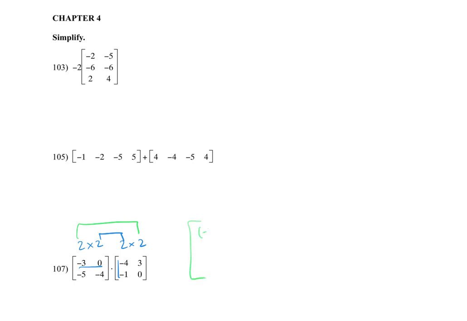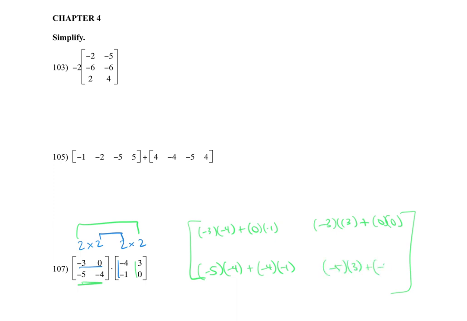I'm going to say -3 times -4 plus 0 times -1. My next one's going to be -3 times 3 plus 0 times 0. Once you get to that second column or your last column, you're done with that row. Go to the next row. -5 times -4 plus -4 times -1. And -5 times 3 plus -4 times 0. And then you're just going to simplify. All right.